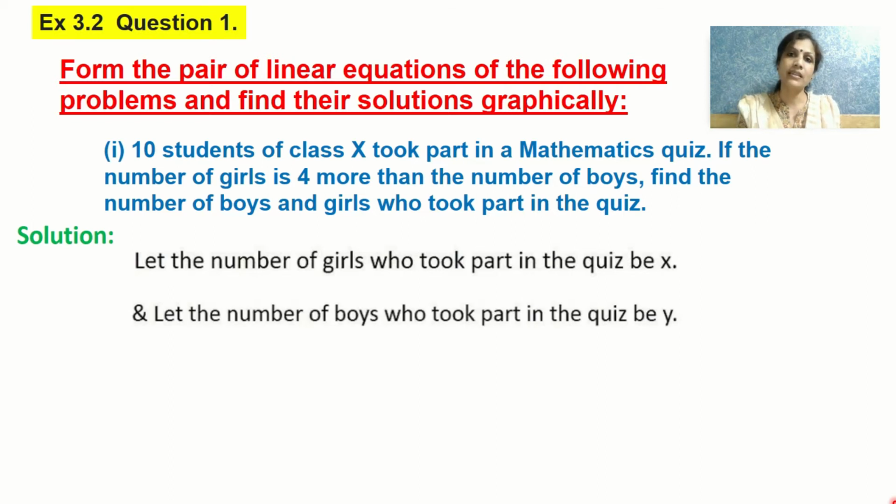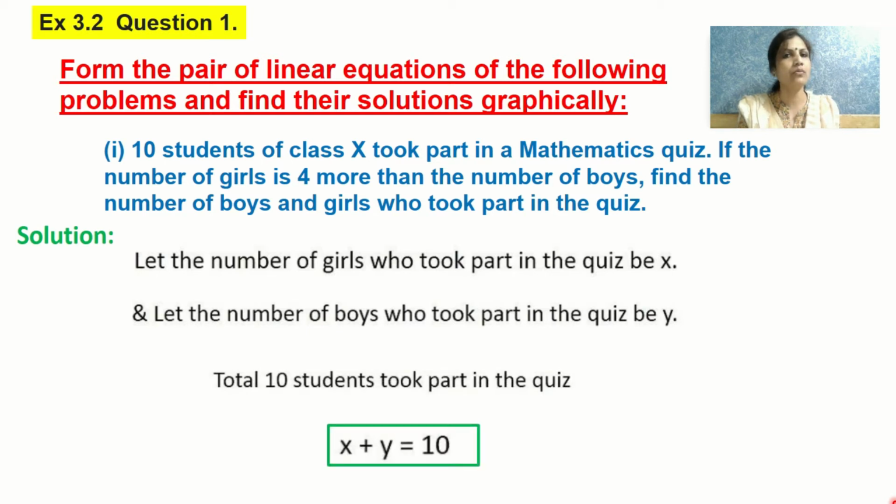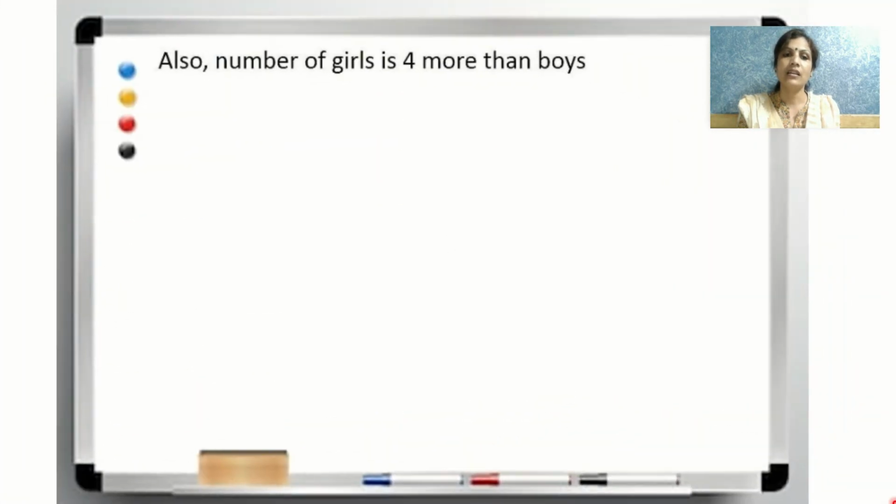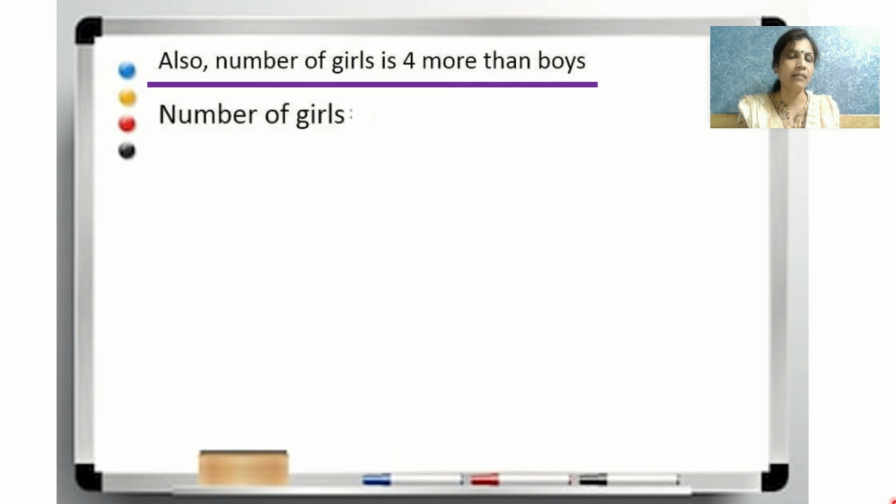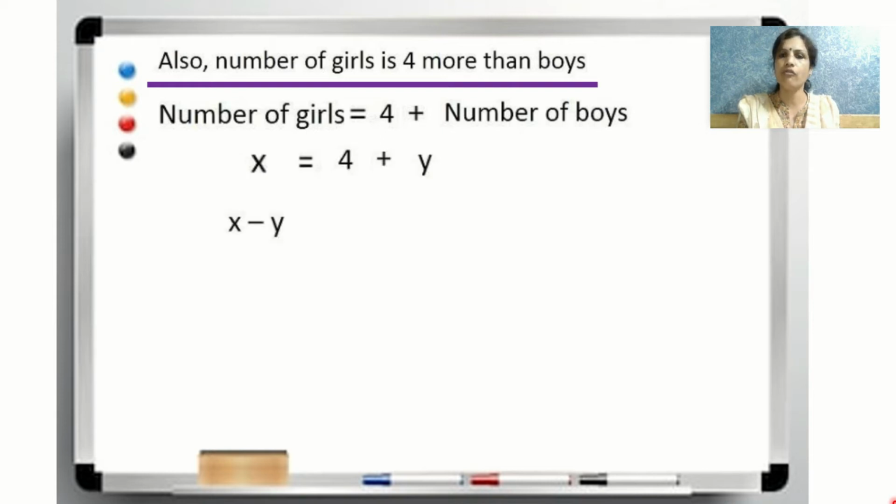Total number of students are 10, so we will write it in the form of equation as x plus y is equal to 10. If we read the second statement, it says that the number of girls is 4 more than the number of boys. So we'll try to write this in terms of an equation. Girls are 4 more than the boys, so since we have taken the number of girls as x and the number of boys as y, our second equation is x minus y is equal to 4.